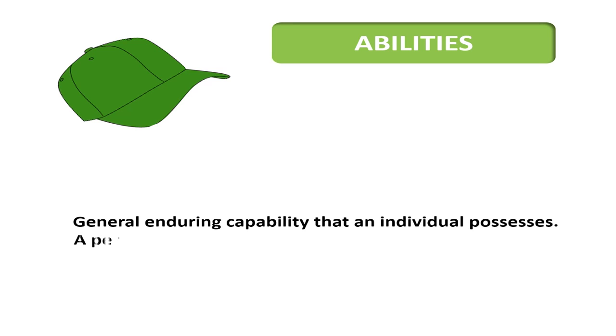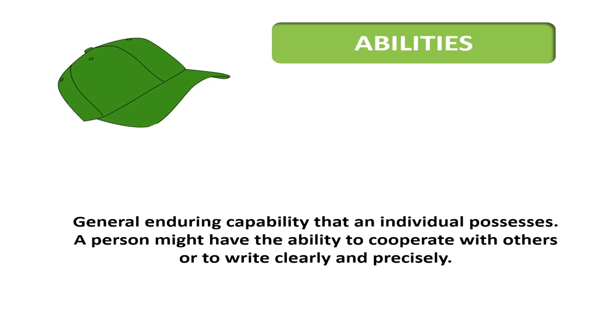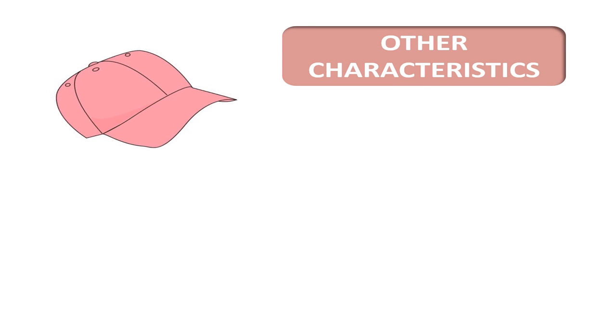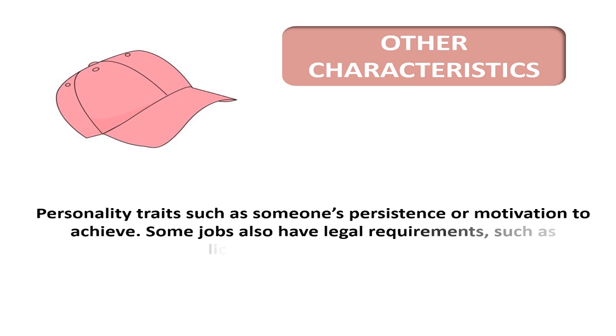Ability, in contrast to skill, refers to a more general enduring capability that an individual possesses. Like a person might have the ability to cooperate with others or to write clearly and precisely. Finally, other characteristics might be personality traits such as someone's persistence or motivation to achieve. Some jobs also have legal requirements such as licensing or certifications. Well, in developing job specifications, it is important to consider all of the elements of the KSAOs.